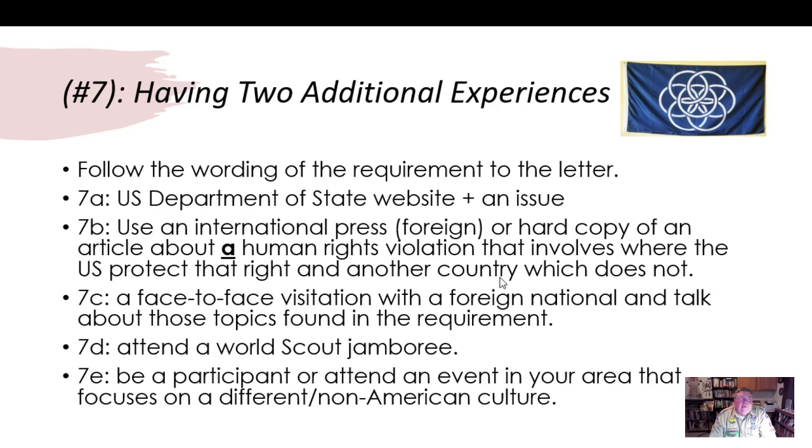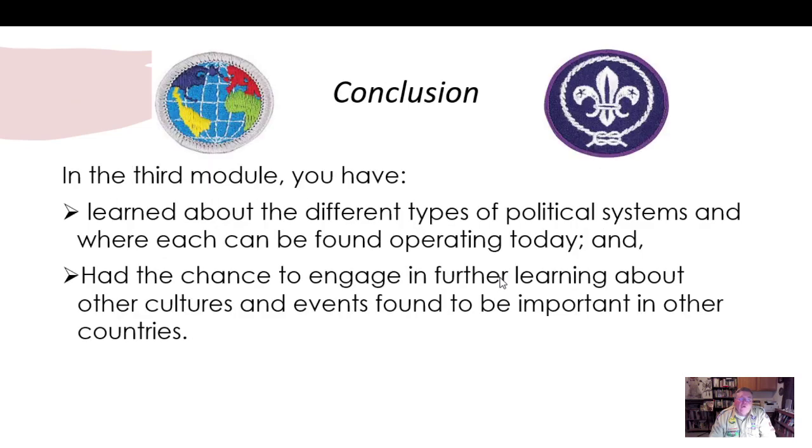So once you have done number 7, then you should have learned about the different types of political systems and where they are operating today, and gotten a chance to further your understanding about other cultures and events around the world. Once you have finished number 7 and you've completed these 3 modules, then you can move on to number 4. Remember, number 4 is technically not a requirement. It's just a set of guidelines you need to follow in order for us to complete your requirements so you can get your merit badge.